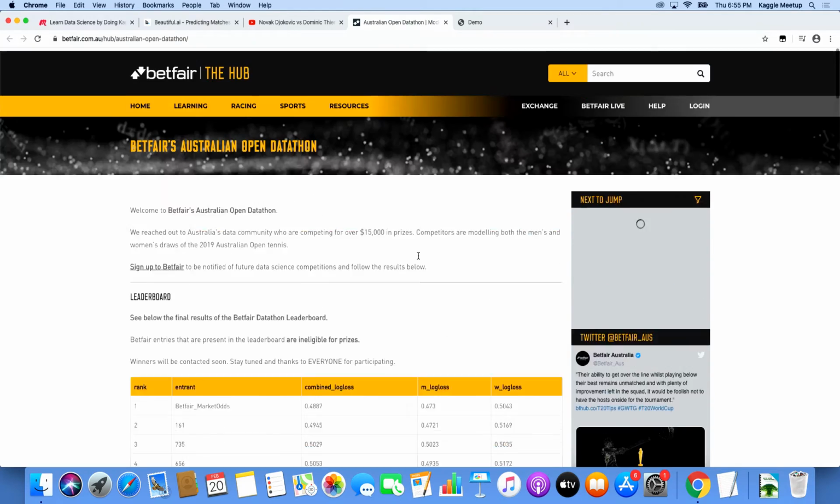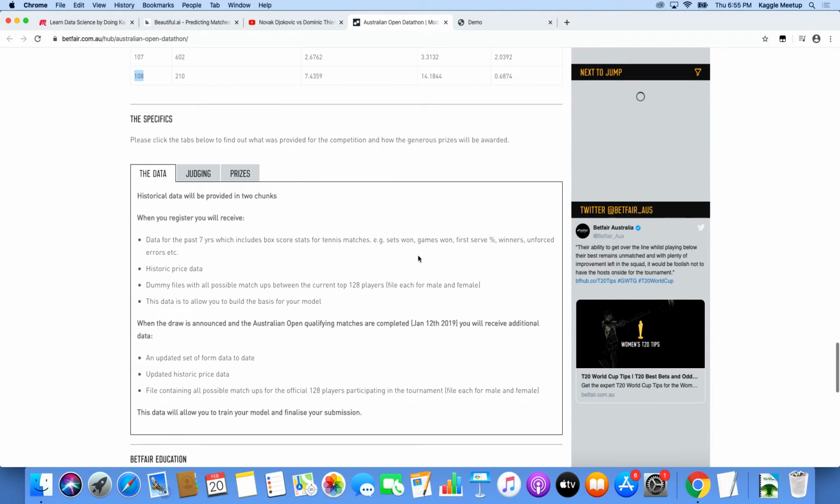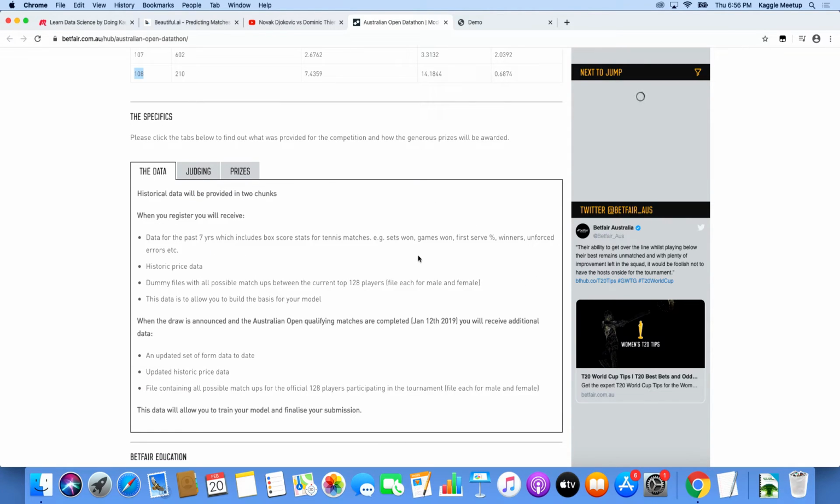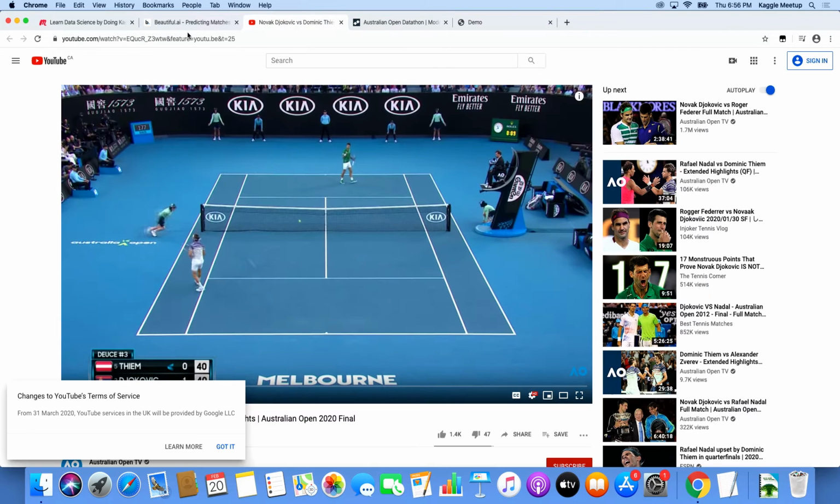In terms of data provided, they provided two main sources of data. One is the historical match data and also the historical odds, which I think is given by the bookmaker, Betfair. Betfair is the organizer of this competition. If the name doesn't give it away, they're an online gambling company. In terms of analysis, I'll be only focusing on the match level data today.